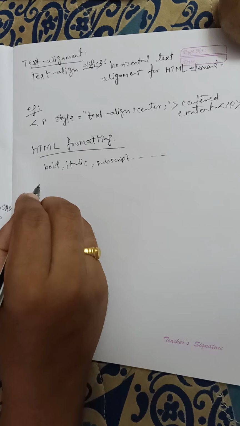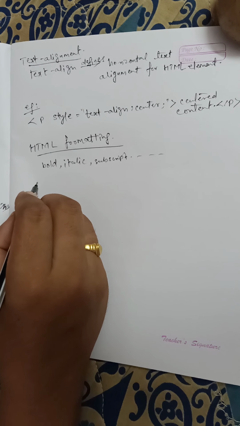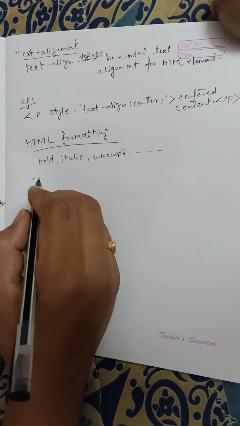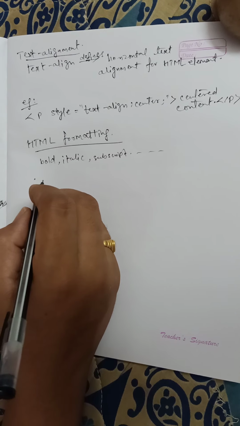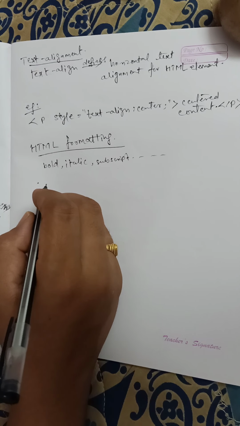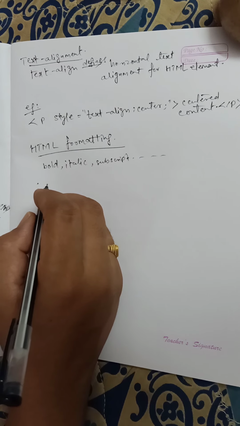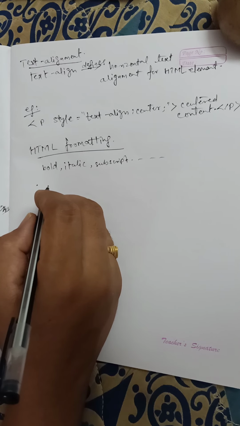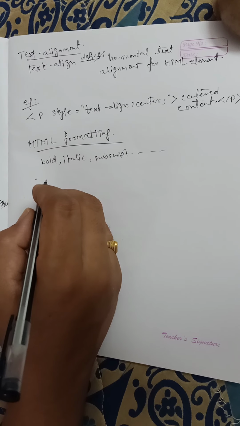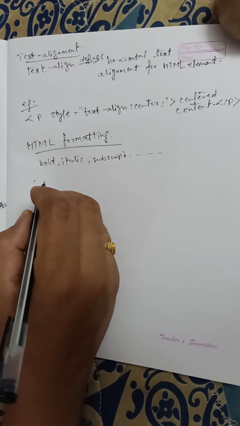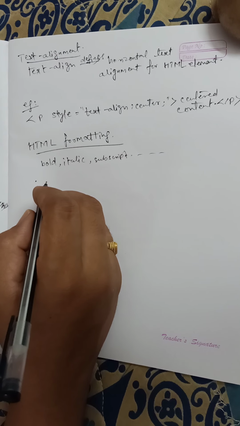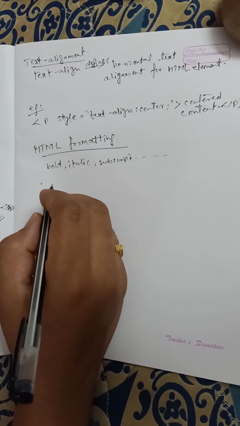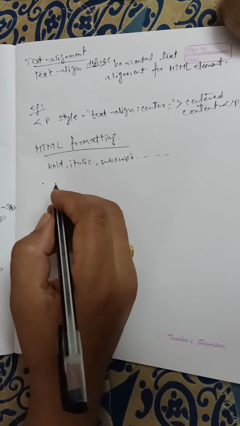So HTML uses special elements for defining text with a special meaning. For example, somewhere in a paragraph we can see that some words are bold. So why are those bold? Because when we are making it bold, we are giving emphasis on the bold words. It means those words are very much important. Similarly, many other tags are used.